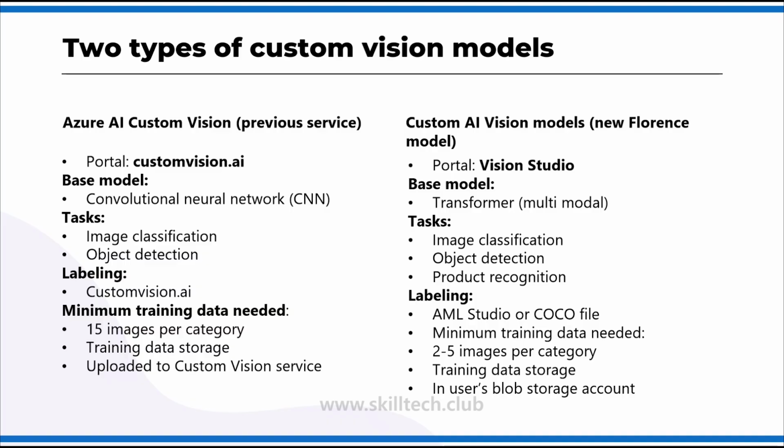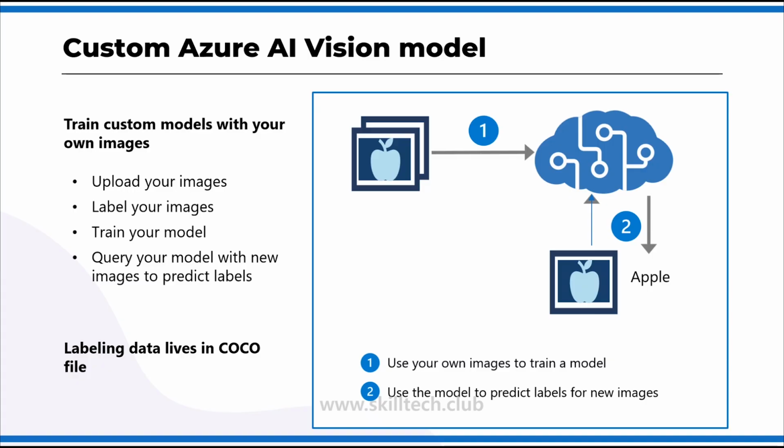You have to have a training data storage, and you can provide that in your blob storage account. While in the older one, 15 images per category are required. The training data storage is also required in that, and it will finally be uploaded into a custom vision service. This is how the custom Azure AI Vision model works.